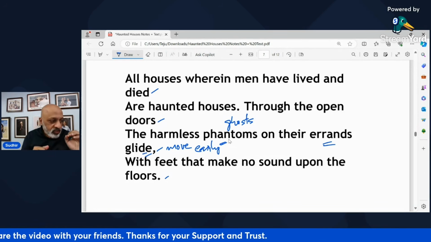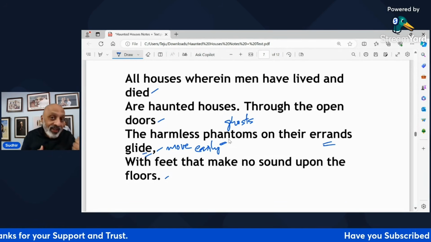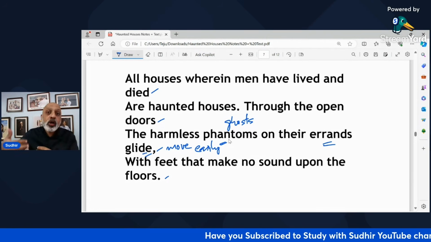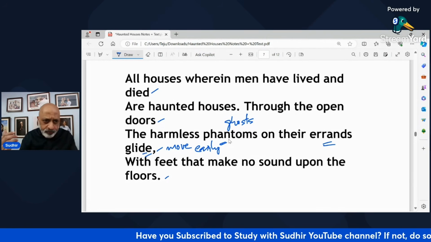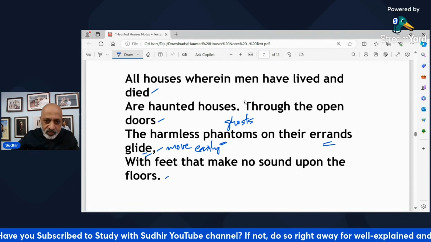Okay, so just like every house has a history, similarly every person carries the impact and the memories of past influences or interactions. Okay, through the open doors, what does this mean?